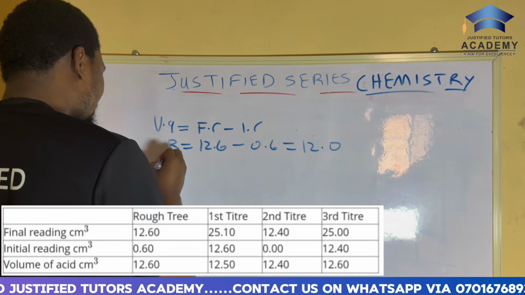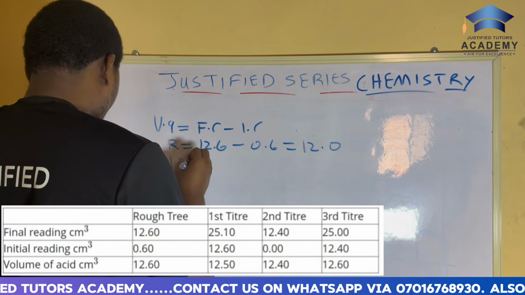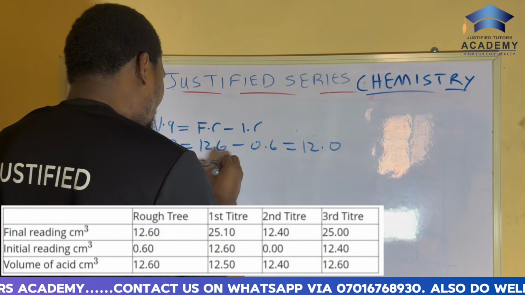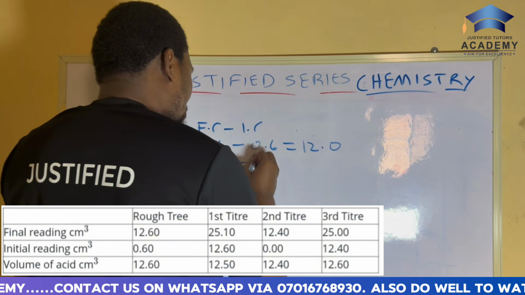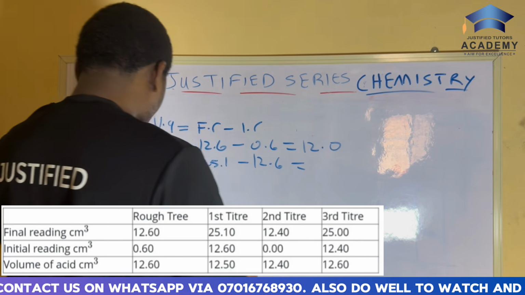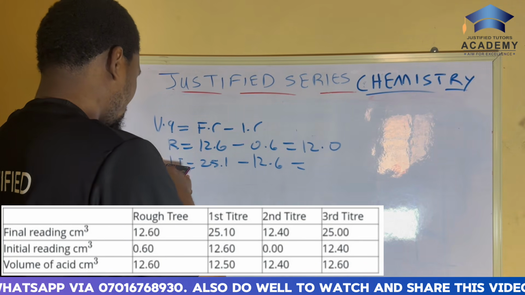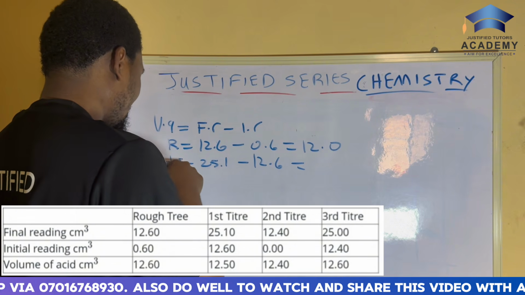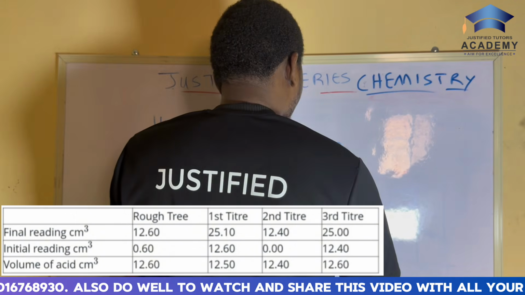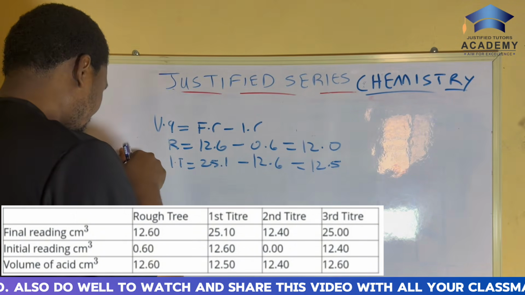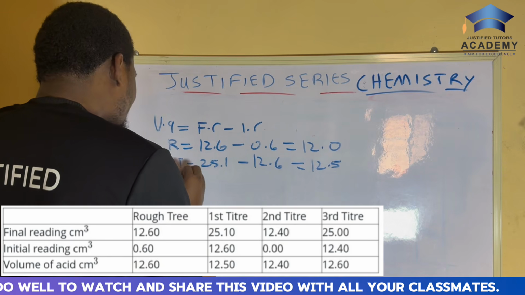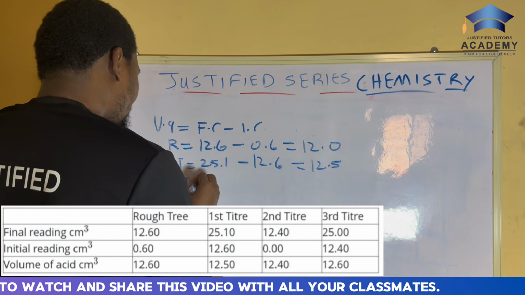Then the next one, the first titer value, will be 25.1 minus 12.6. That will give you 12.5. Is that correct? Yes, it's correct. Then the same thing goes for the second titer value, which is what?